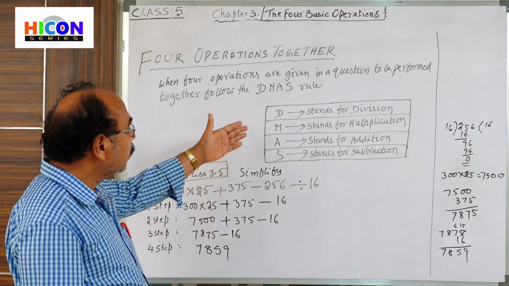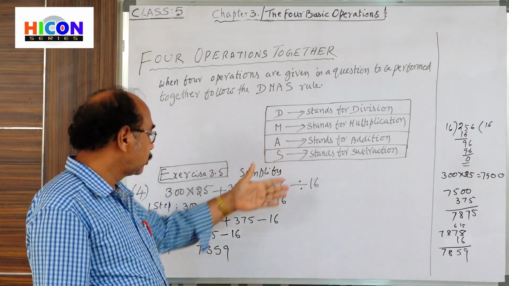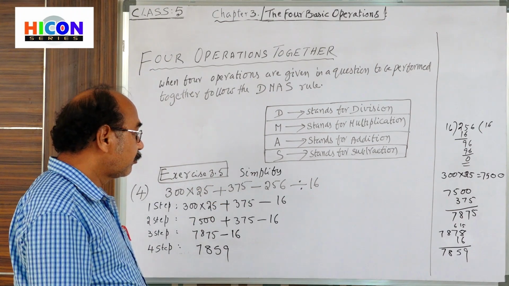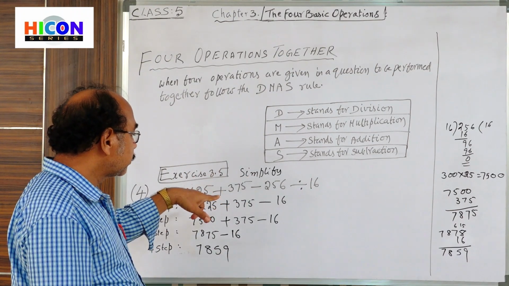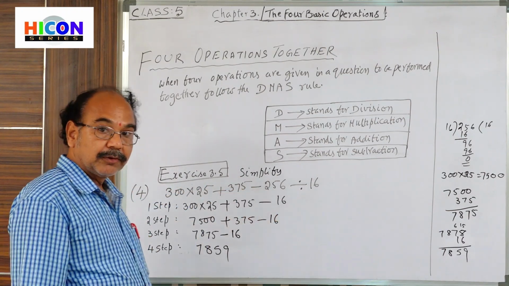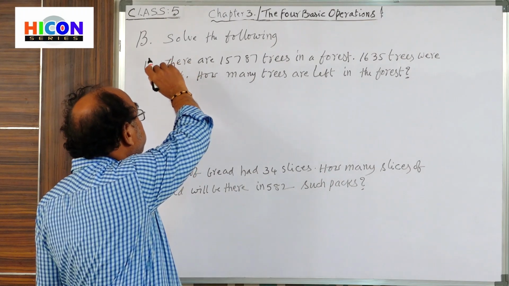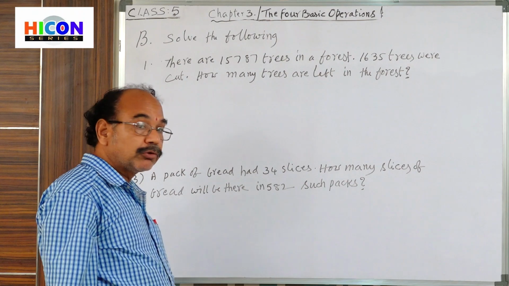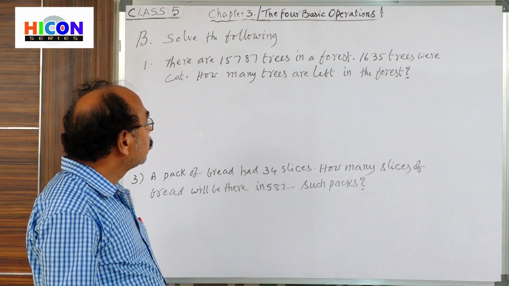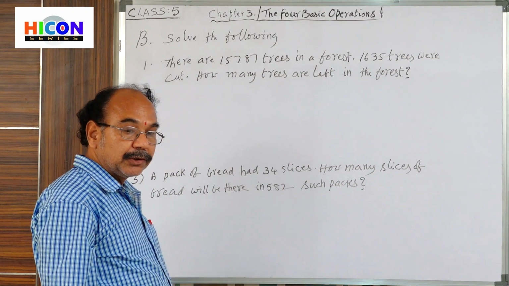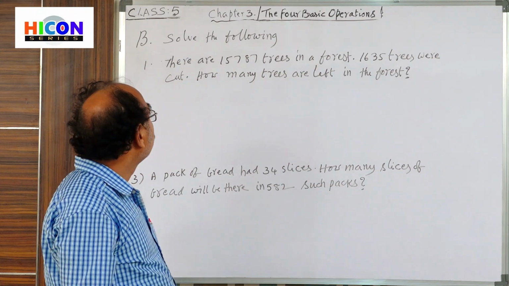Like this, applying the rule DMOS, we can write in the simplified form. Here all the 4 operations are involved in this question. So children, now under the section B, 4 working problems are there. Okay, 2 sums I will explain to you. So you study well and the remaining sums you do in your home.